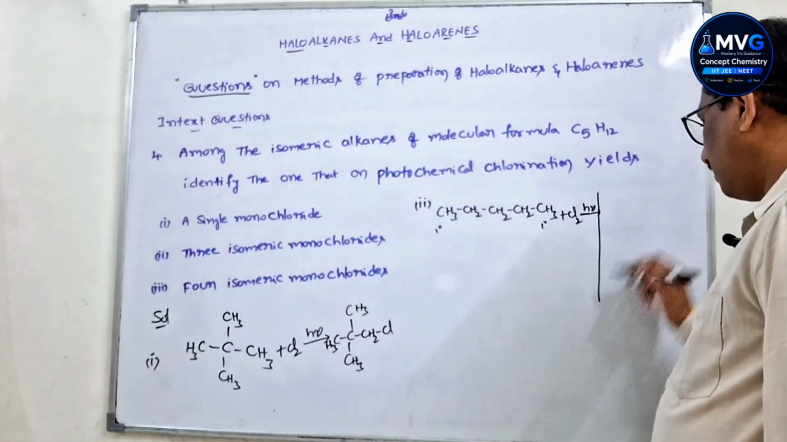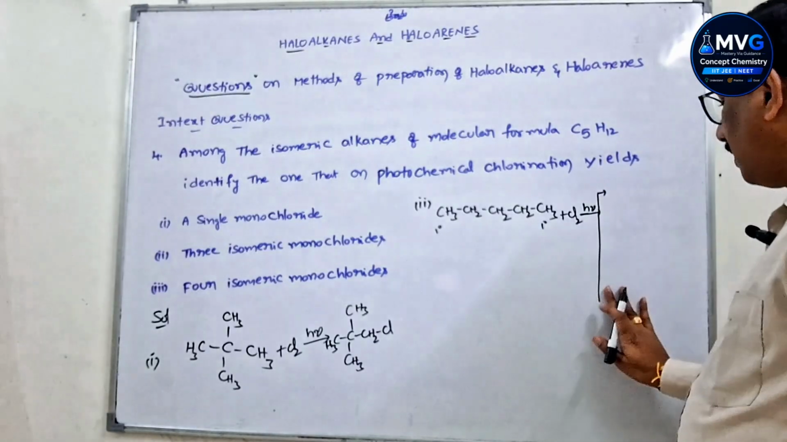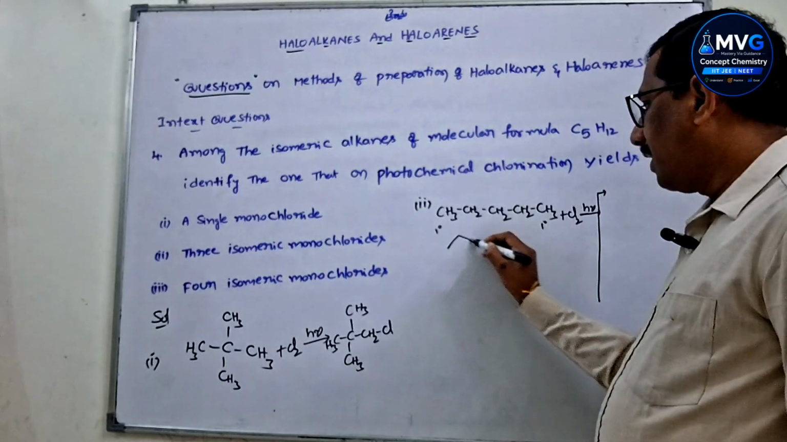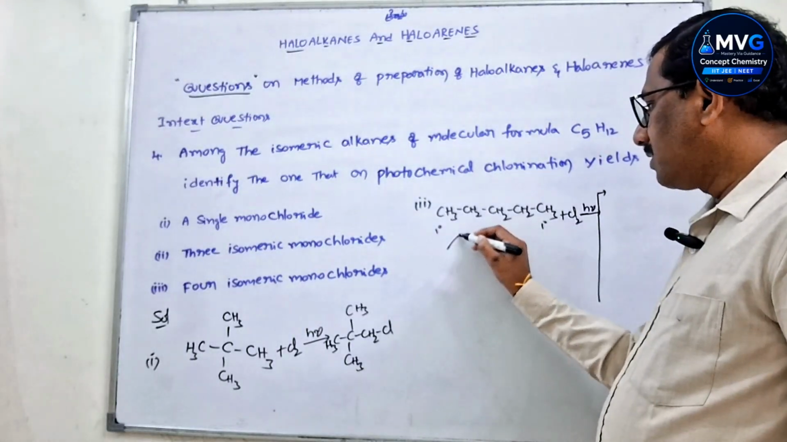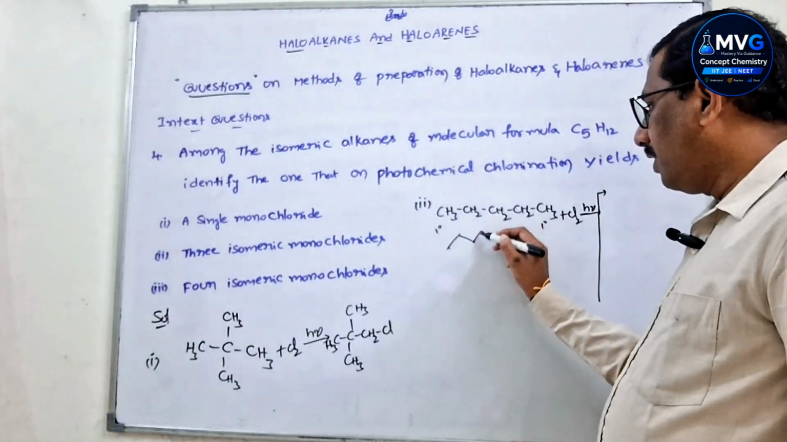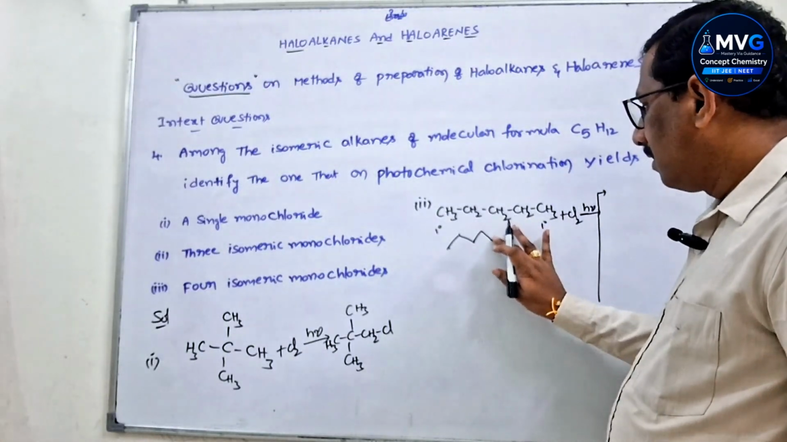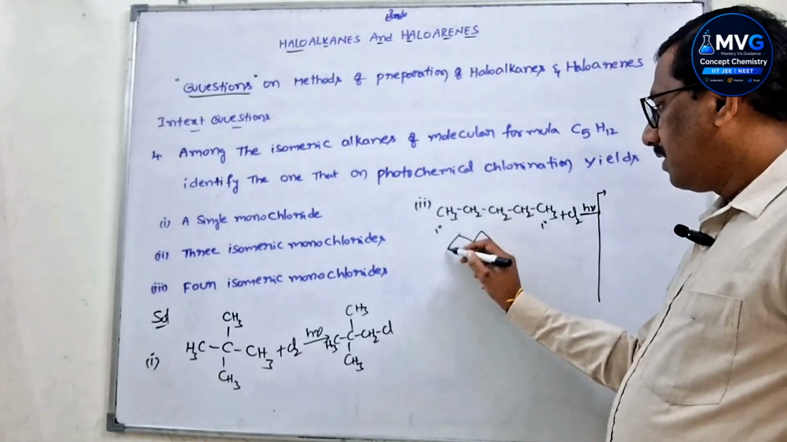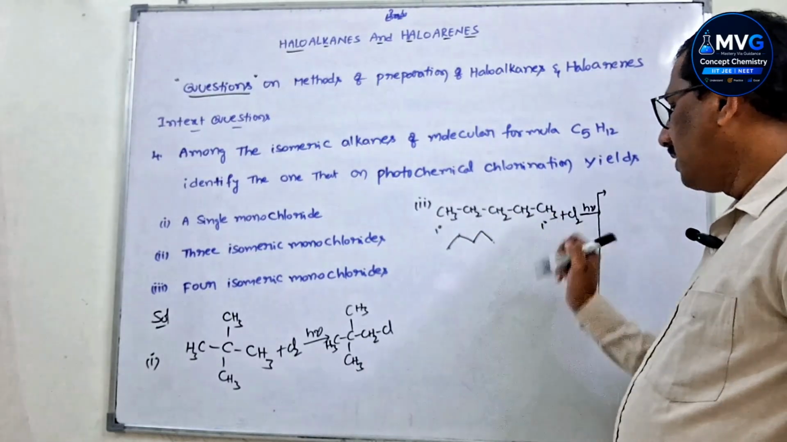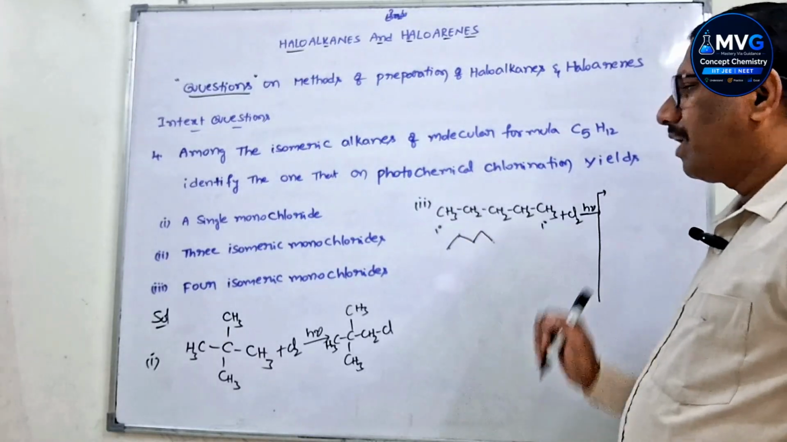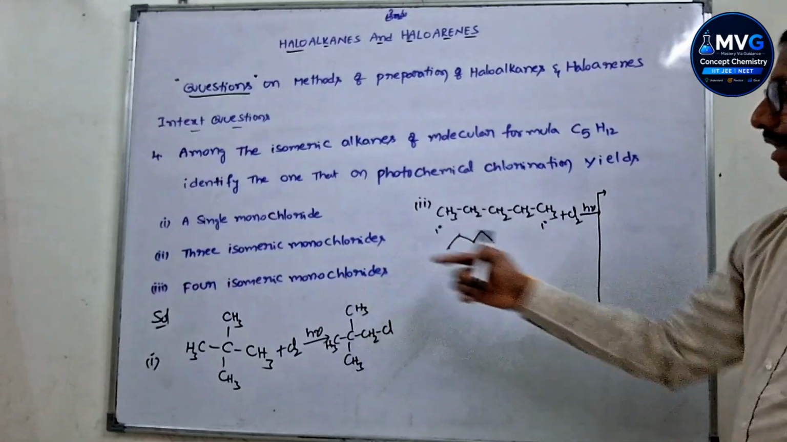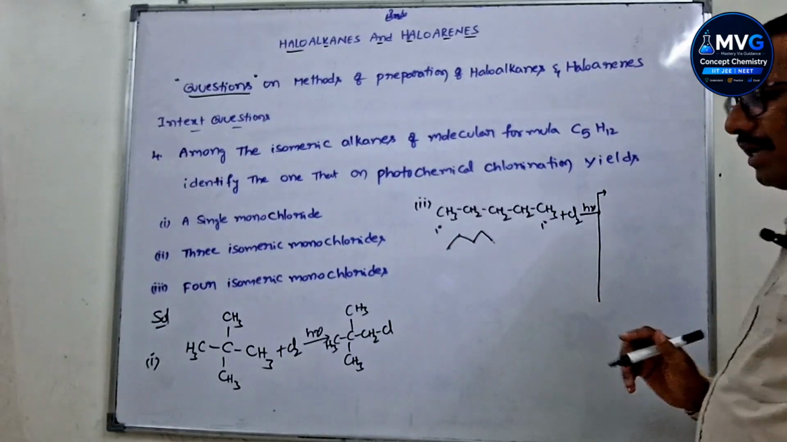the products like this, students. I am writing here the bond line structure, students. Bond line structure means we can write like this, students. CH3, CH2, CH2, CH2, CH3: 1, 2, 3, 4, 5 carbons are there, students. Means the third answer also you can write here if you write the bond line structure, students.